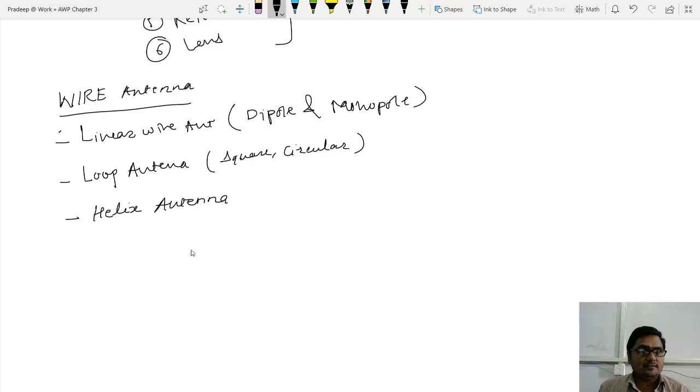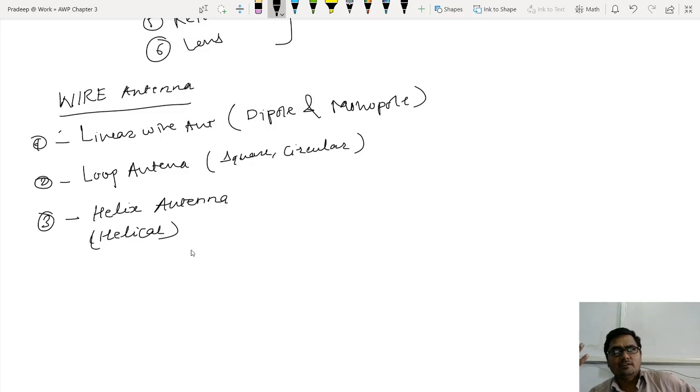Now, some people call it a helical antenna. Some people refer to it as a helix, some people call it a helical antenna. So roughly those are the three types of wire antennas. Wire antenna is a broad category. Under that, I am classifying wire antenna as a linear wire antenna, loop antenna and helix antenna.